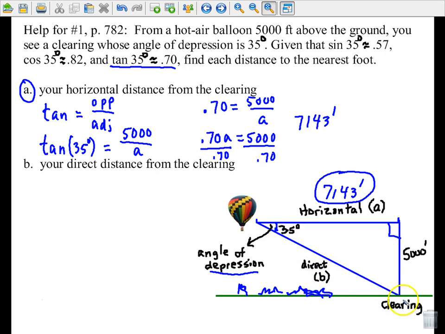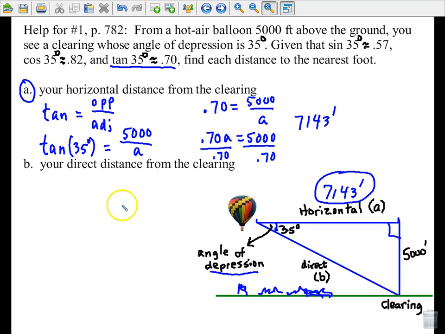direct distance from the balloon to the clearing. I labeled it as B because that's my answer that I'm looking for. So again, I'm going to use trig ratios. You might think, well, why don't we use the Pythagorean theorem? That also is very useful in helping us find a missing side of a triangle if we know two of the sides. Well, it would work okay, except that these decimals that were given for sine, cosine, and tangent have been rounded, and that really does affect the accuracy of our answer.